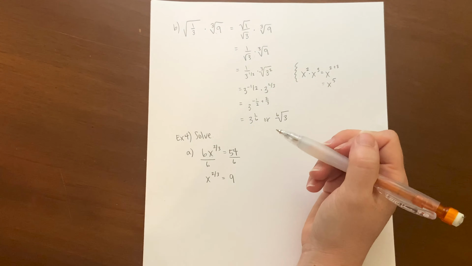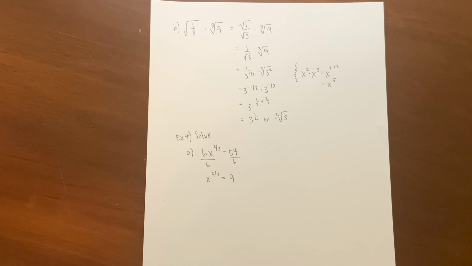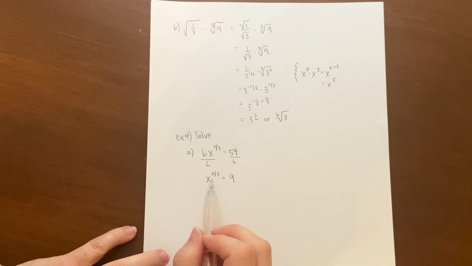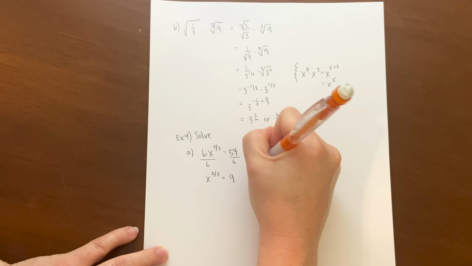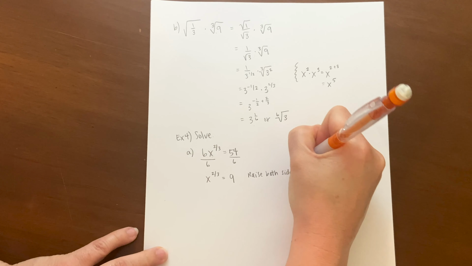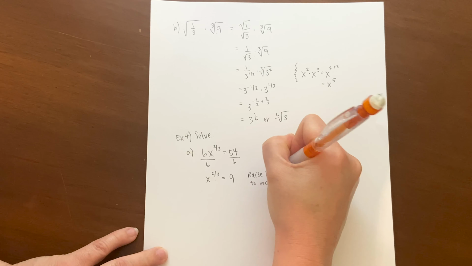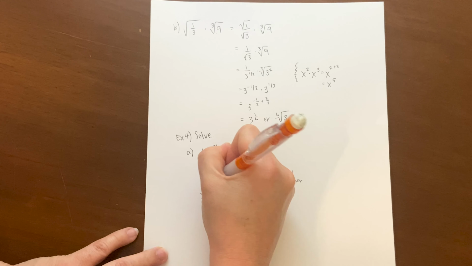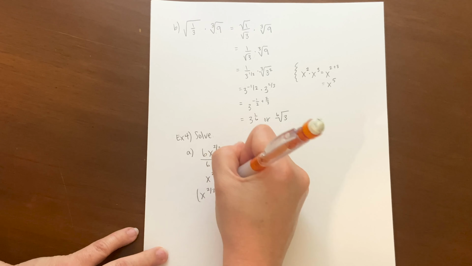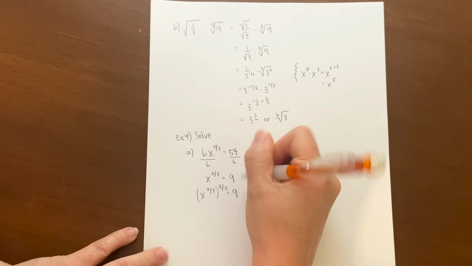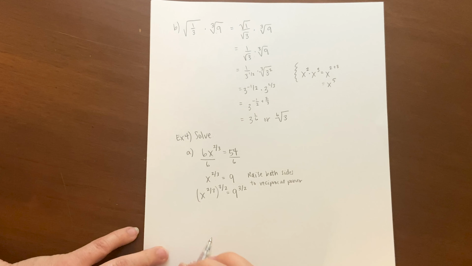Now, I want to get the x by itself. I need to eliminate that exponent. So what I'm going to do here is raise both sides to the reciprocal power. So I'm going to raise x to the 2/3 to the 3/2 power. Well, because it's an equation, whatever I do on one side, I'm going to do on the other side. So I'm going to have 9 to the 3/2 power.